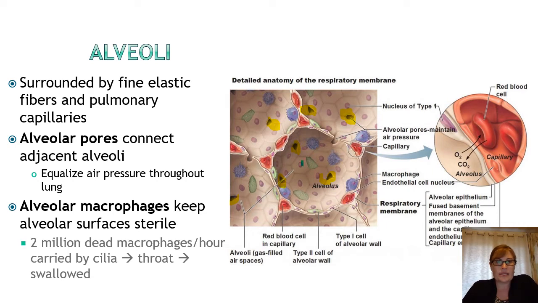These green guys are the surfactant makers. We'll talk about that a little later, but that was your type 2 ones. And then the purple ones, these guys are macrophages.